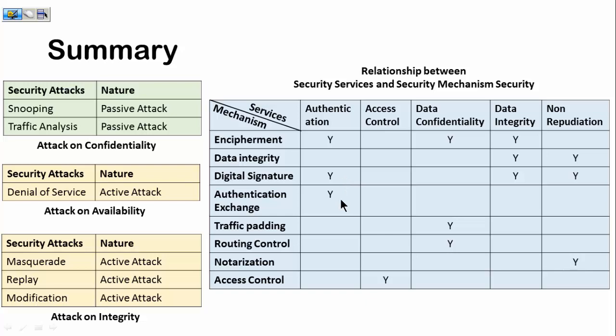Authentication exchange: when two entities share some challenge and response and they try to prove that I know a secret that only I am supposed to know, and this is how they authenticate to each other. So authentication exchange is one of the mechanisms to achieve the authentication service. Access control, you have got an access control mechanism that directly maps to it. Data confidentiality, encryption is required, so encipherment. Traffic padding, so that the snooping attack and traffic analysis is made a bit difficult. Routing control, that is you keep on either changing the route very frequently or you deliberately send a message from a route that you consider to be most secure.